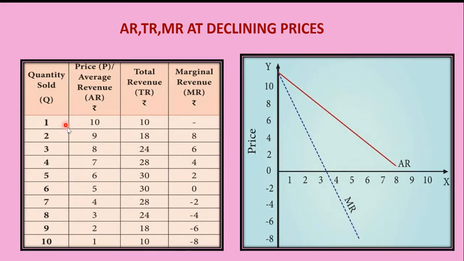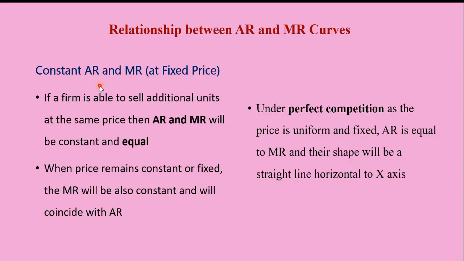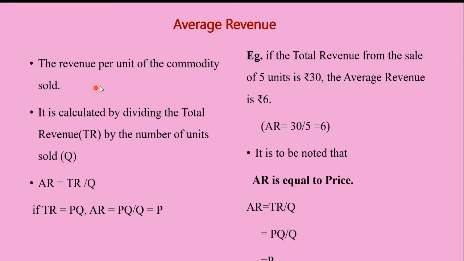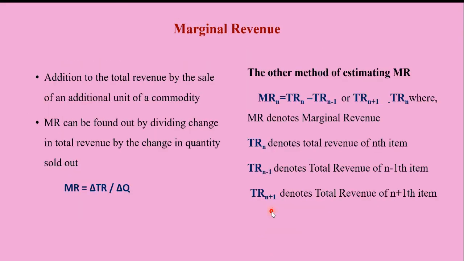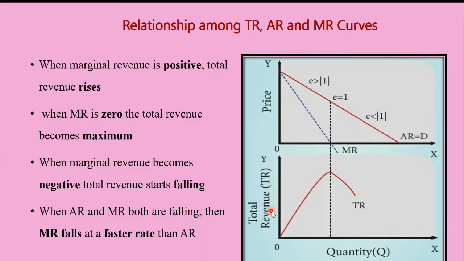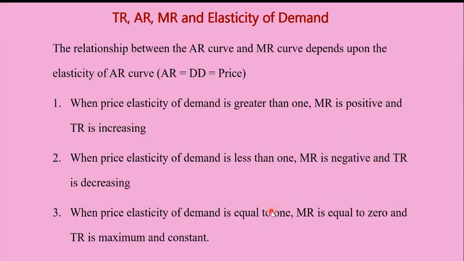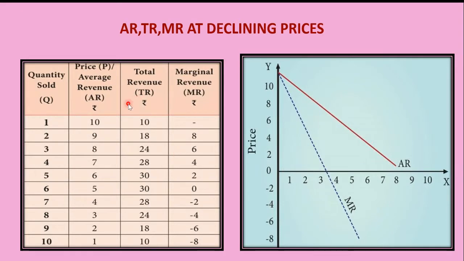How do you calculate the total revenue? 1 tens are 10, 2 nines are 18. What about the average revenue? We already saw that price is equal to average revenue. It is to be noted that average revenue is equal to price. So here we have price and AR as one column.